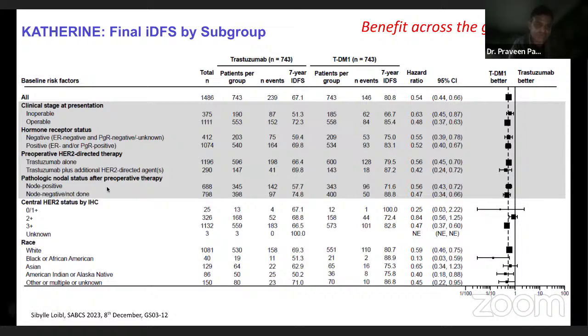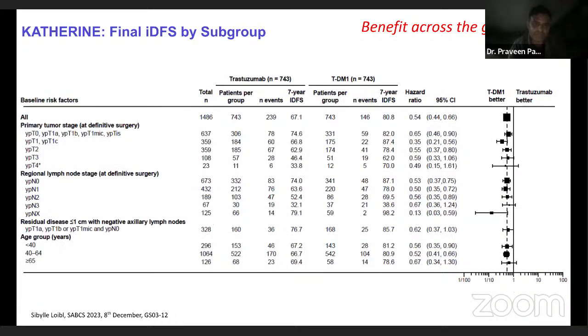The surprise is that only around 300 patients received anti-HER2 treatment in the neoadjuvant setting. Maybe pertuzumab was not popular or approved at that time. Most of the patients received trastuzumab alone, and in the subgroup analysis, sometimes the residual tumor is 4 mm, 5 mm, or microscopic disease also.